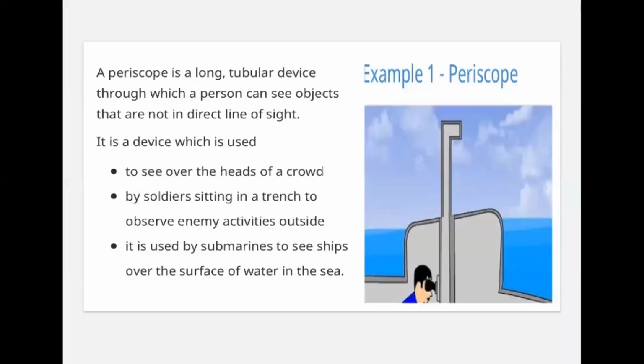The property is being used in periscope. A periscope is a long tubular device through which a person can see an object which is not in a direct line of sight. Definitely, you can see a person over here who is making use of periscope. We use this device to see overheads of a crowd, by soldiers sitting in a trench to observe enemy activities outside. But the main use of periscope is in submarines to see ships over the surface of water in the sea.